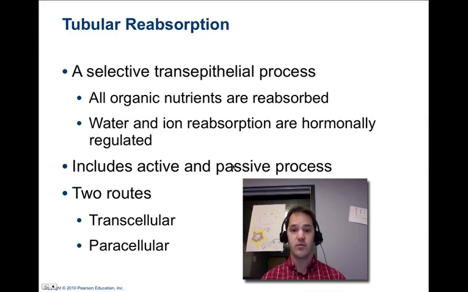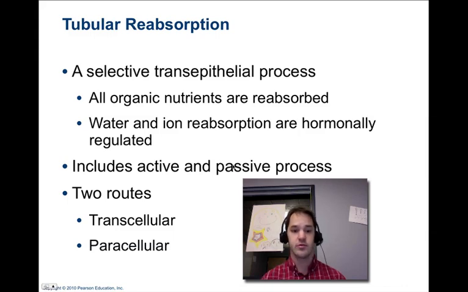So if your blood volume's low, it's hormonally regulated, and hormones act to reabsorb more water from the nephron and the collecting duct. And there are active processes that require energy to pump stuff across the cell membrane, and passive processes where things just diffuse down a gradient.